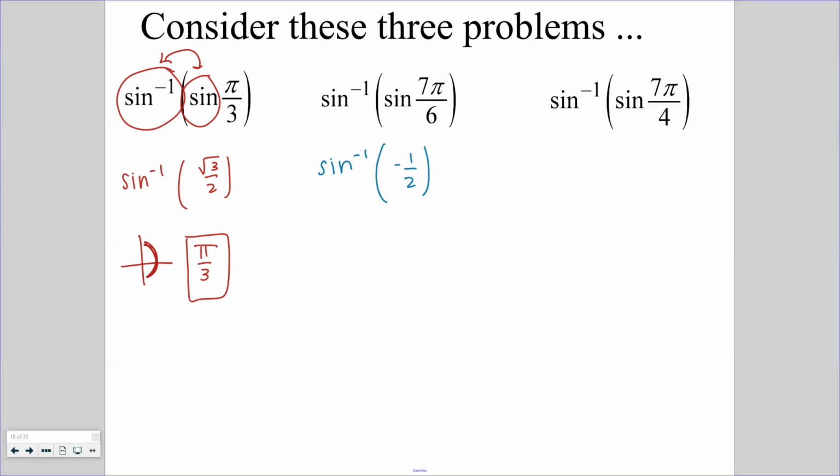So then this becomes the angle whose sine value is -1/2. Again, inverse sine, range -pi over 2 to pi over 2. The answer needs to be in the first or the fourth quadrant. So using your unit circle, what angle in the first or the fourth quadrant has a sine value of -1/2? There's only one there. That is going to be -pi over 6.